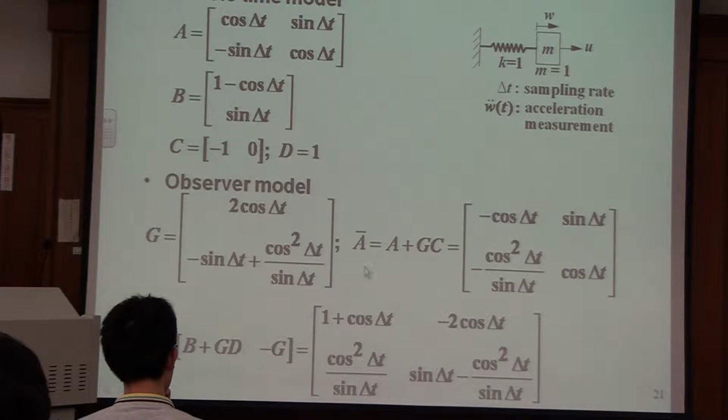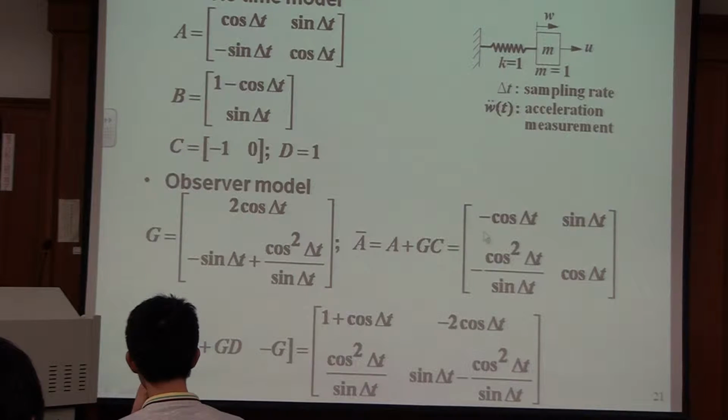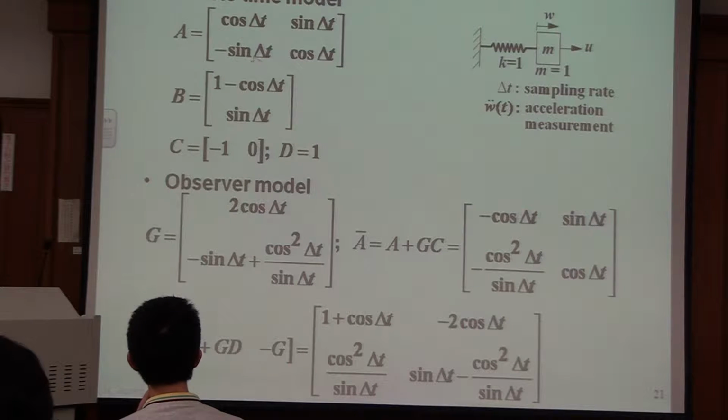And so A bar will be delta t dependent. If you have a different delta t, you have a different A bar. The same thing, if you have different delta t, you have different A. However, it doesn't matter how much delta t you got, your eigenvalue of A will be all equal to 1, because that is no damping, and that's what happens here.